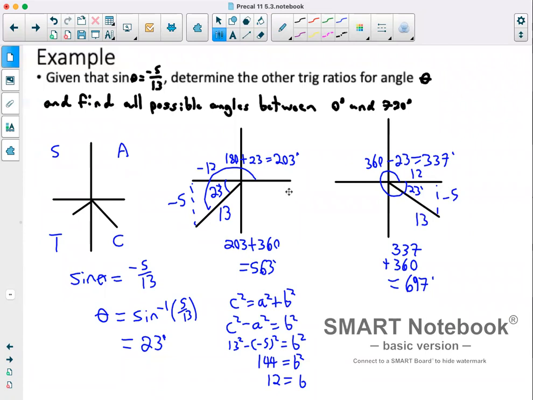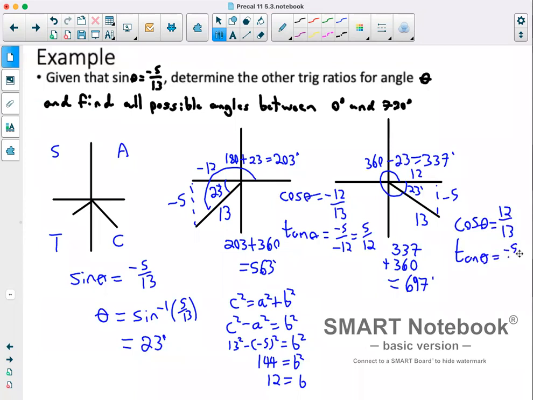Which means our trig ratios would be slightly different for our angle. So for this one, cos is our adjacent of -12/13, and tan would be our opposite of -5/-12, and the negatives cancel out, so it is 5/12. For this one, cos is going to be +12/13, and tan would be -5/12.